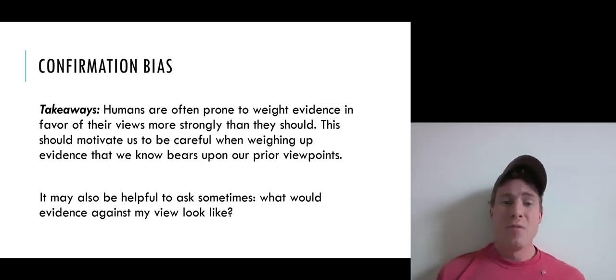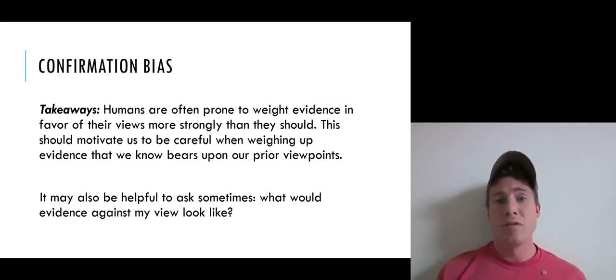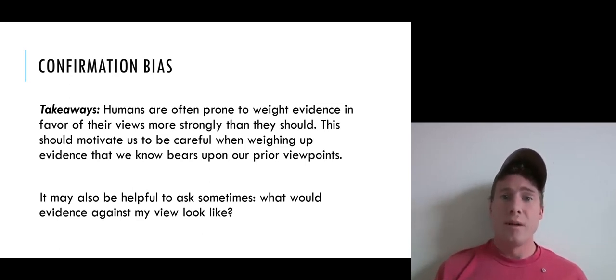Also, it may be helpful to sometimes ask ourselves, what would evidence against my current views look like? So instead of just going around looking for evidence that would confirm our views or that we think might support our views, we should ask ourselves what evidence would possibly undermine our views. And then we can be on the lookout for that sort of evidence as well and get a more balanced approach that can help us avoid the errors of confirmation bias.